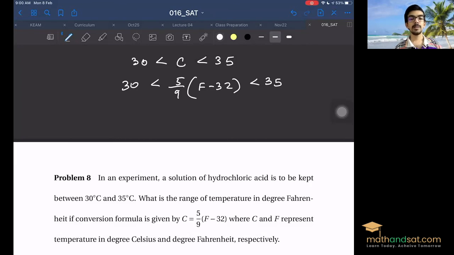Now this is a compound inequality. There are 2 inequalities. You can either take individual inequalities and solve them, you take this inequality first, then you take this one. You can do it that way. You can do it in a single step as well. I'll show you how to do that in a single step. You multiply with 9 by 5 on both sides, I mean, everywhere. So this becomes 9 by 5 times 30.